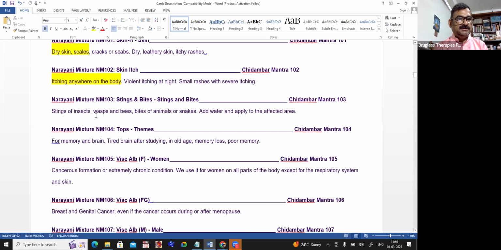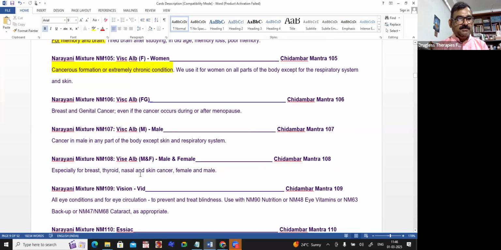Stings, insect bite. And Tops for memory and the brain, 104 combination. Viscum album, for cancer formation, an extremely chronic condition. They have found it very good for all forms of cancers. So the Viscum album compound is not some other compound; they have used it in our Vibronics.